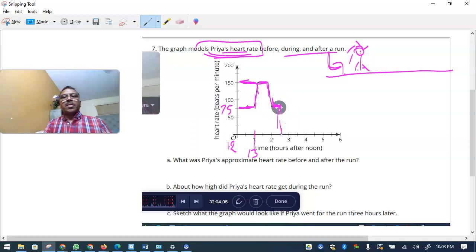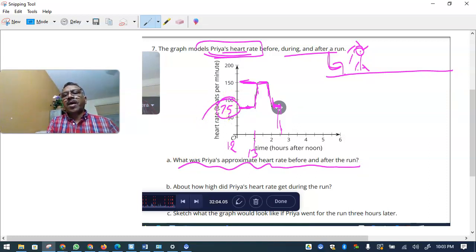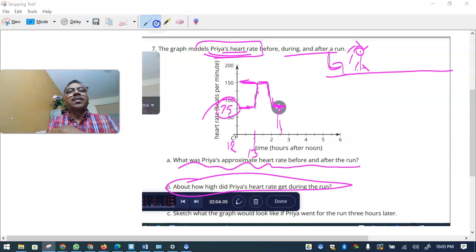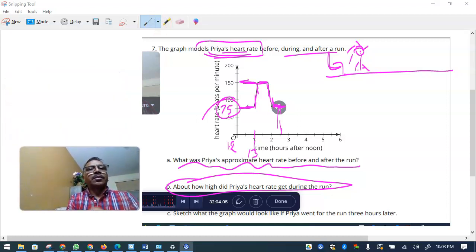So the question is, what was Priya's approximate heart rate before and after? Before, the heart rate was 75, and after also 75. And how much was the heart rate during the run? That's very clear here. During the run, the heart rate was almost 150. And the last question is, can you sketch the graph?